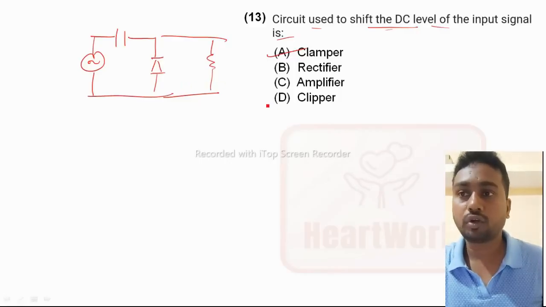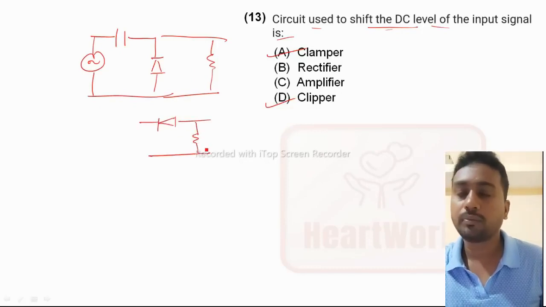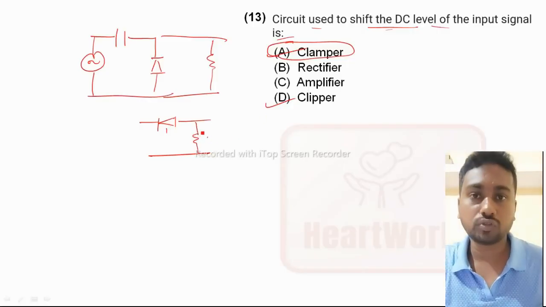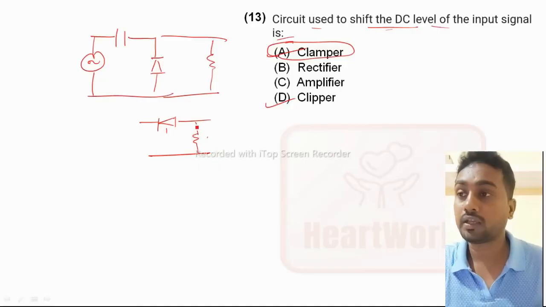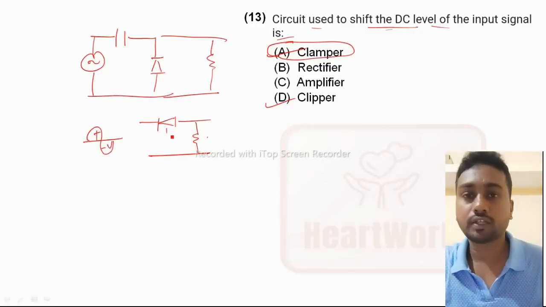Same, if we talk about clipper circuit, then clipper circuit consists of one diode and resistor. This is the answer, option A. One diode and resistor, this is the clipper circuit. Clipper circuit is used to clip the positive cycle or the negative cycle. And this is also of two types, positive clipper and negative clipper.